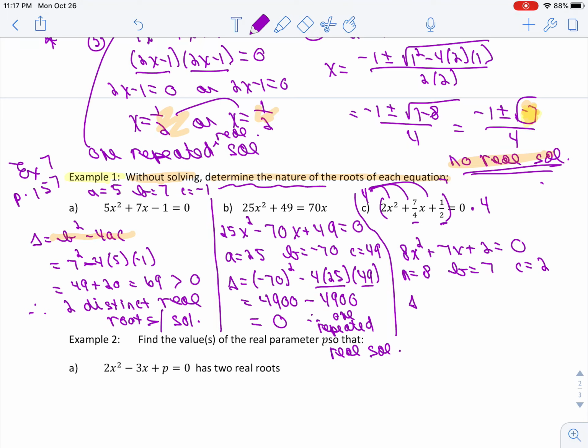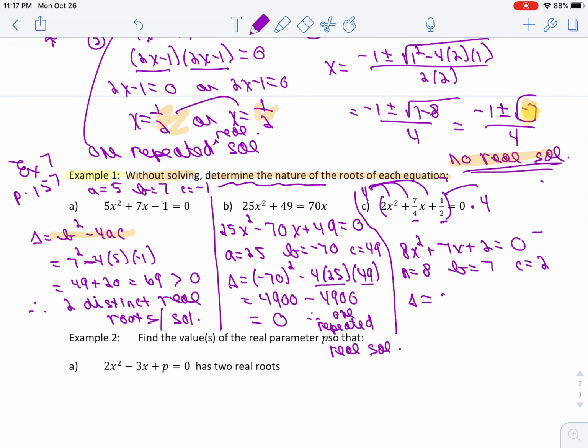I will point out that the discriminant for this one will be different from the discriminant from the original one. All right, but that's okay. They didn't ask us what is the discriminant. They just said what's the nature of the solutions. So clearing out the fractions is fine.